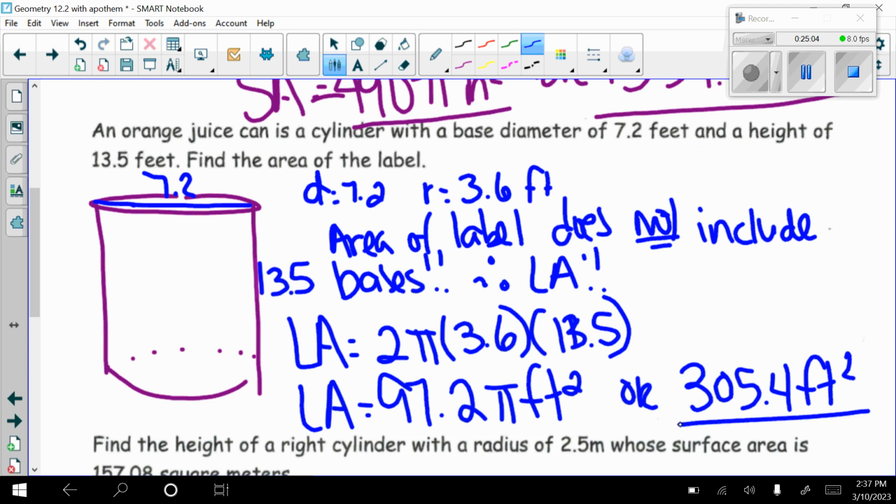But again, this was a huge can, right? The can is 13.5 feet tall. Imagine going to the grocery store and trying to look at an orange juice can that's taller than you.